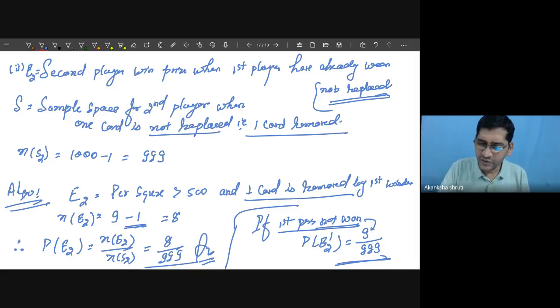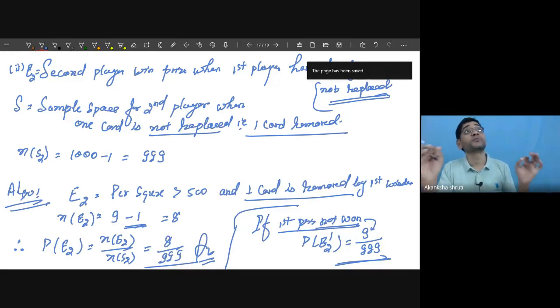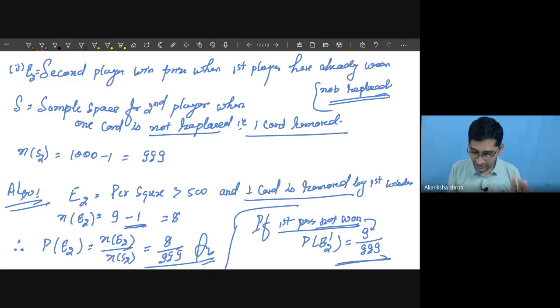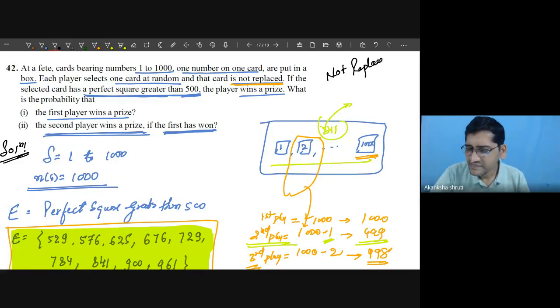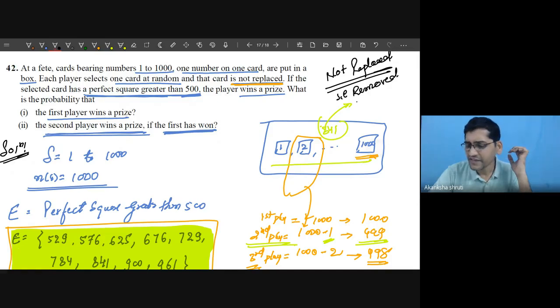Yeah, any more doubt, student, please ask. Otherwise today we have solved more than enough probability questions, and I have explained each and every kind of question, all the concepts. So this was all about the replacement type of questions. Any doubt to any student, then please ask. If not, then we shall stop the class.